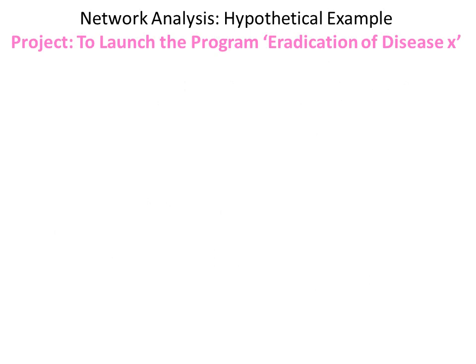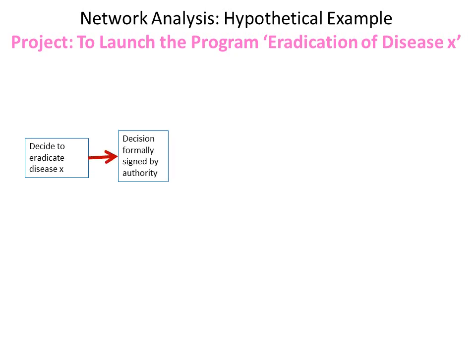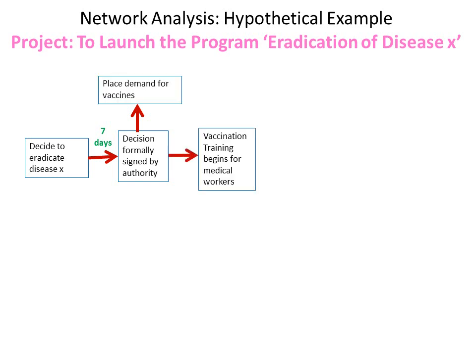An example is given for network analysis of the project to launch the program Eradication of Disease X. First step, it is decided to eradicate the disease, and the decision is formally signed by the competent authority in 7 days. After the decision is formally signed, the demands can be placed for vaccines. Simultaneously, vaccination training can begin for medical workers, which will take 15 days to begin.